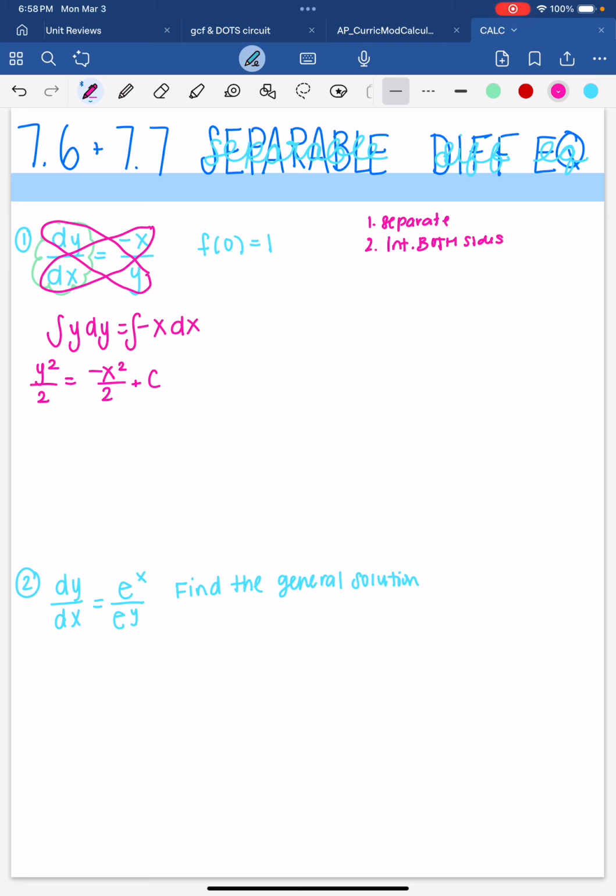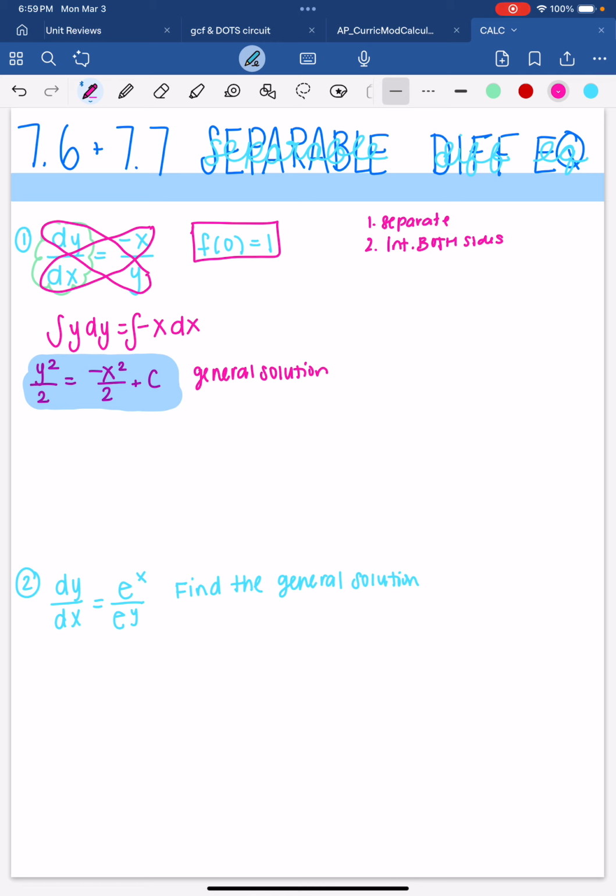Okay, so up to this spot right here, if I wanted the general solution, we would stop right here, and this would be the general solution highlighted in blue. But I don't want the general solution because I gave you an initial condition right here. So that means I want the particular solution.